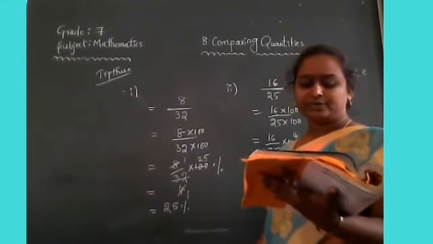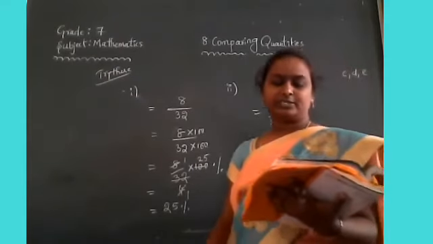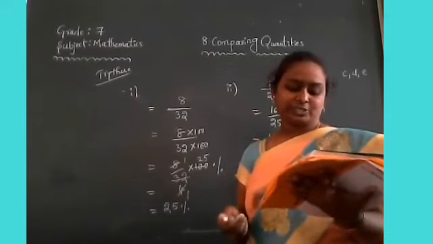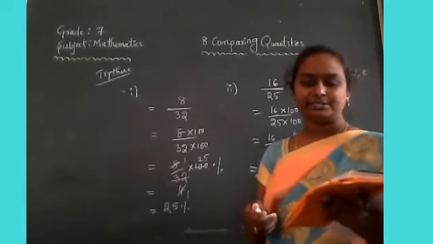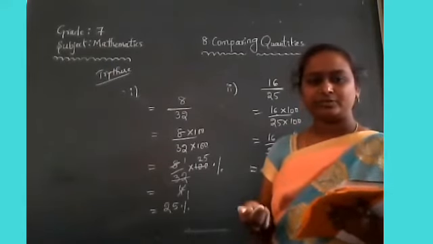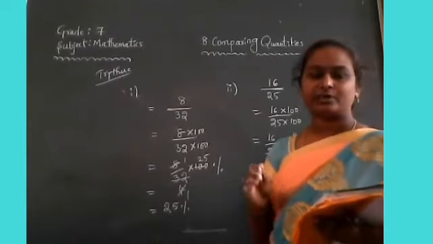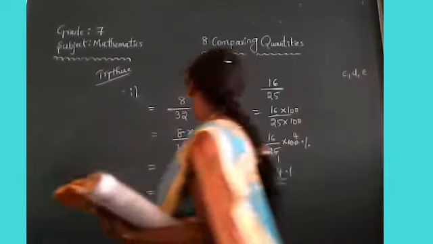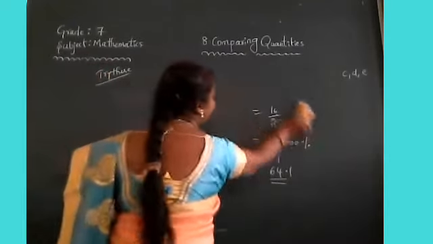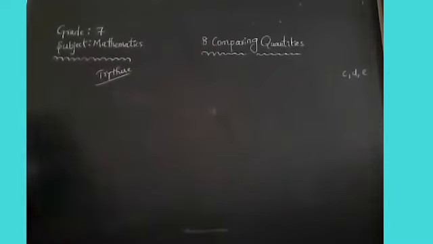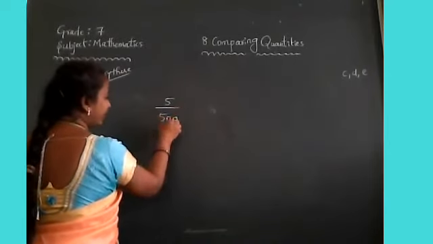Right. Next, a shop has 500 items, out of which 5 are defective. What percent are defective? Here the shop has how many items in total? 500 items. Out of 500 items, how many are defective? 5. Only 5 are defective. So we have to find the percent of defective items. First we write this in the form of a fraction: defective items by total items, 5 by 500.